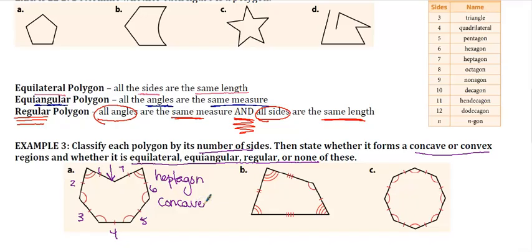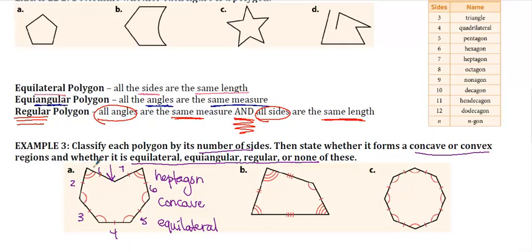And is it equilateral, equiangular, regular, or none? Well, we do have some equilateral sides, right? Like there's a tick mark. There's one mark on each of those sides. So it is equilateral. Now, is it equiangular? Notice that this has one curve, right? These angles all have one, but these have two curves. So this angle is congruent to this angle, but they're not all the same. So it's not equiangular, and therefore it cannot be regular.